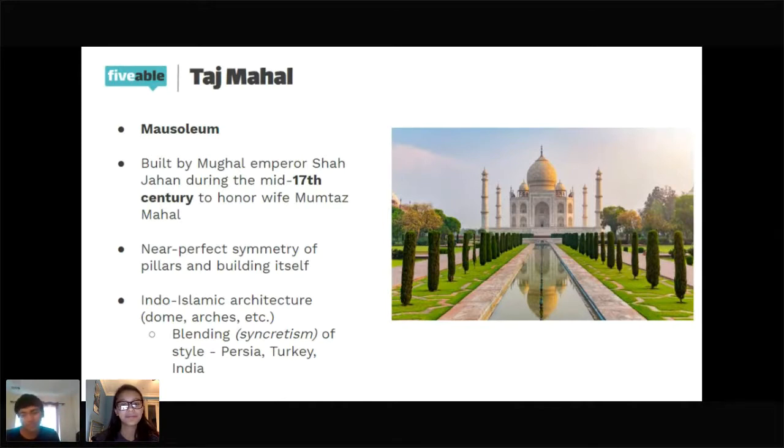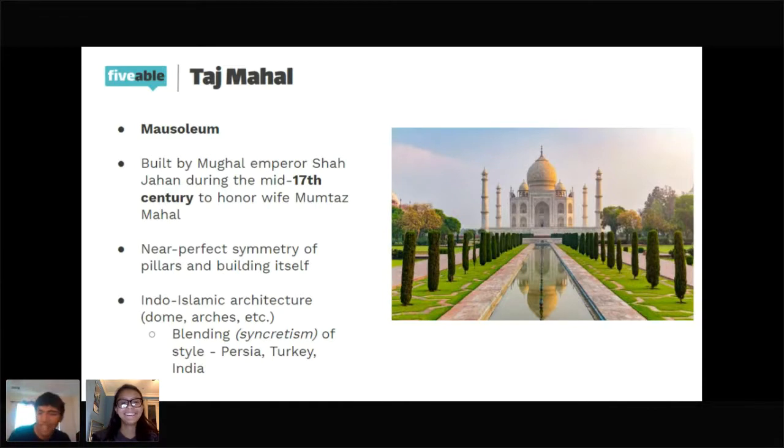So, the Taj Mahal, you might think, oh, isn't that just a tourist attraction? Actually, it was built as a mausoleum. It was built by Jahangir's son Shah Jahan during the mid 17th century to honor his deceased wife, Mumtaz Mahal. So you can see where the name came from: Taj Mahal, Mumtaz Mahal. And as you can see in the picture, there's a near perfect symmetry of the pillars, the 4 pillars on the side. And of course the building, if you cut the picture in half, you're like, ooh, pretty interesting. So art history people are going to be like, ooh, I love this.